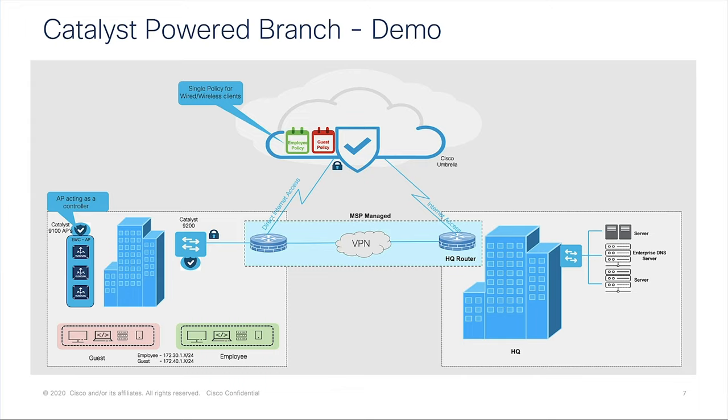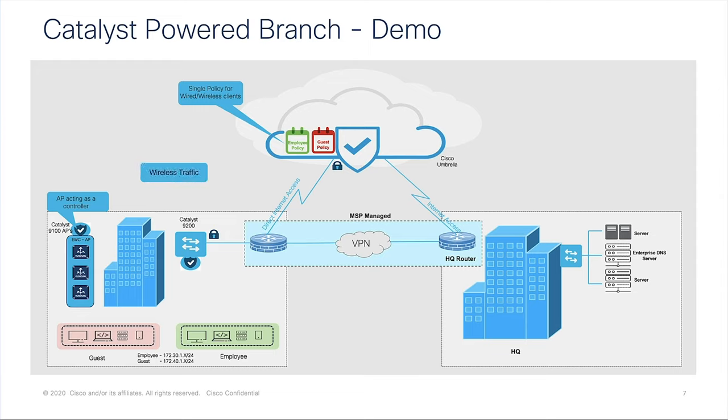Let's take a quick look at how the traffic flow would look in this setup when users are wired versus wireless. The 9200 switch intercepts the DNS queries from the wired guest, adds a guest tag, and forwards the query to Cisco Umbrella. Cisco Umbrella scans through the guest policy and sends a DNS reply to either allow or block access to the FQDN. The same workflow applies to the wired employee, the difference being that the switch now forwards these queries with an employee tag and Umbrella validates these against the employee policy.